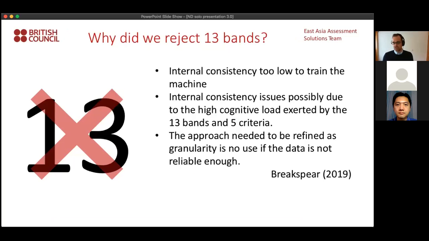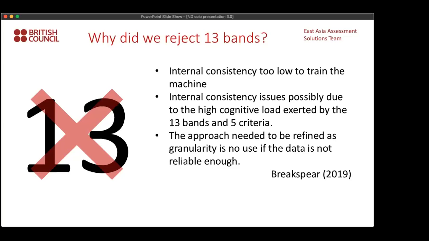Why then did we reject 13 bands? On the slide, you can see the rationale provided by Trevor Breakspear, my colleague, for the ISIL academic team's decision to collapse the scale to 7 bands. Initial analysis indicated that internal consistency was too low to train our tech partner iFlyTech's evaluation engine. The reason for this lower reliability may lie in the high cognitive load exerted on the raters by a 13-band, 5 criteria scale. In short, the granularity is no use if the data is not reliable enough.